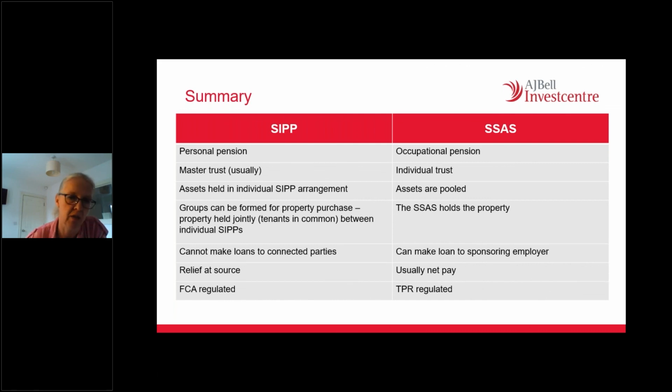So a SSAS can do loans to a sponsoring employer. A SIPP can't do that, it doesn't have a sponsoring employer, and can't make loans to connected parties. On tax relief for contributions, a SIPP is relief at source. A SSAS is usually net pay. It can be relief at source in theory, but it's quite unusual for that to be the case. It's normally net pay, but in practice, it's normally just employer contributions. They are both regulated, FCA for the SIPP and TPR for the SSAS, so slightly different approaches on that.